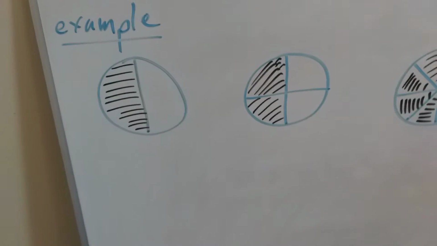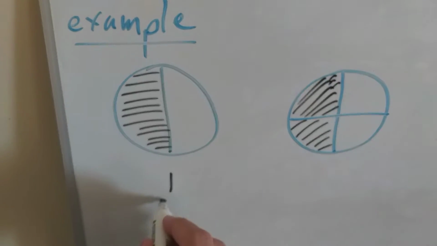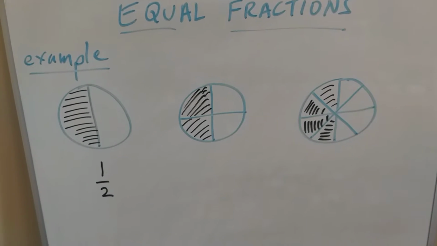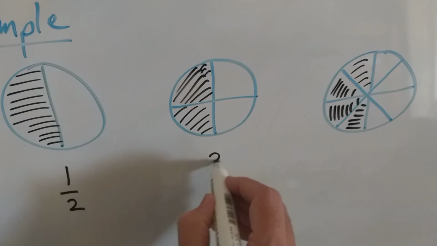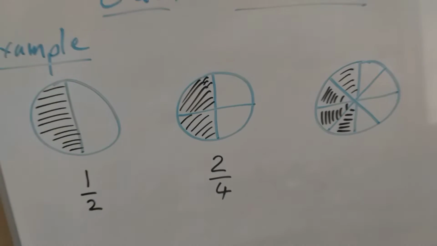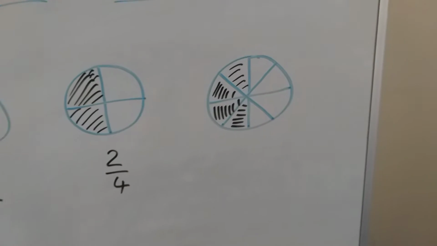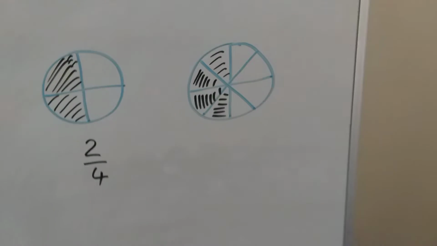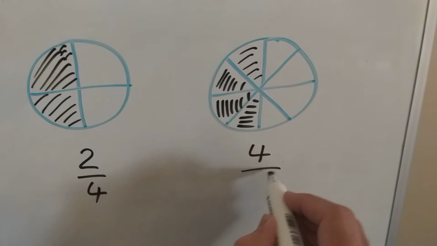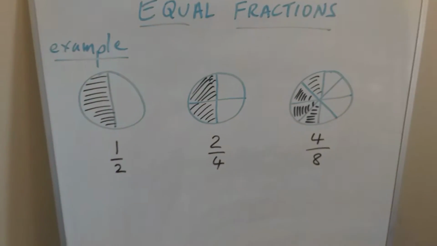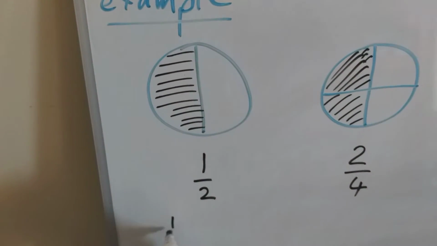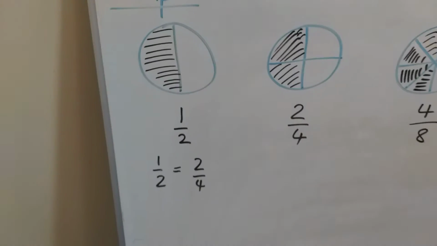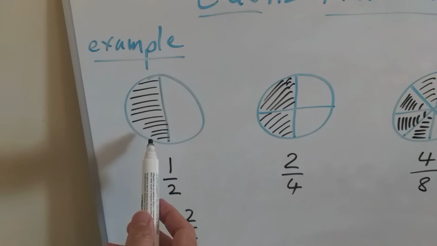Now, the fraction represented by the first circle is half. The fraction represented by the second circle is 2 shaded out of 4 parts, so 2 quarters. And the fraction represented by the shaded part in the third circle is 4 parts shaded out of a total of 8 parts.